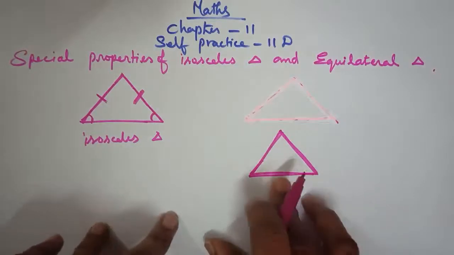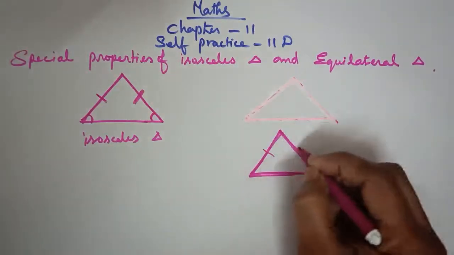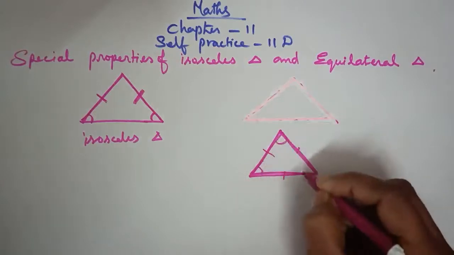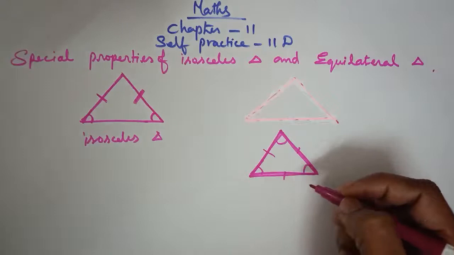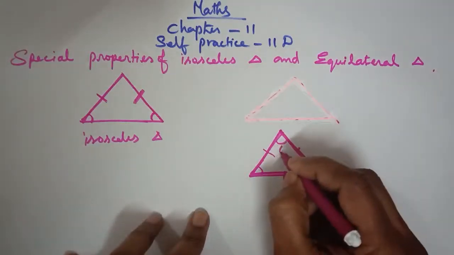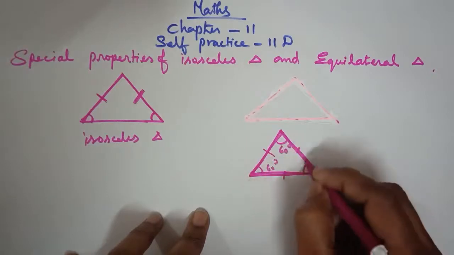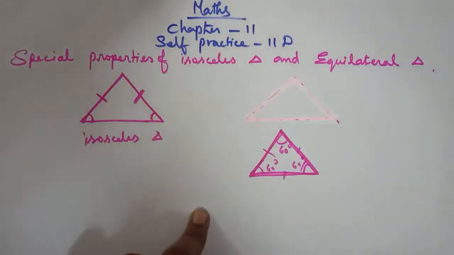Then listen here, this is an equilateral triangle. In an equilateral triangle, already you have known all sides are equal and all angles are equal. So the measure of each angle of an equilateral triangle is equal. What is that angle? 60 degree, 60 degree, 60 degree. Is it clear, students? Good. Then now let's move to the exercise.